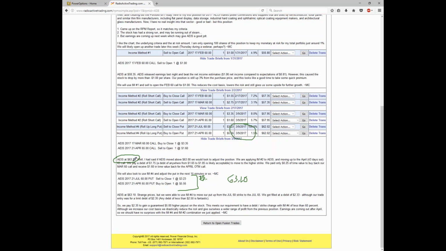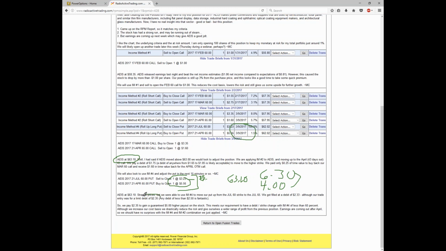that's a $6.30 gain on the stock. The put on AEIS that I had purchased was still worth $3.23. So I only gave up a little under $4 for that position. So it was still a positive delta gain, but we rolled up to the 65 for $5.56.